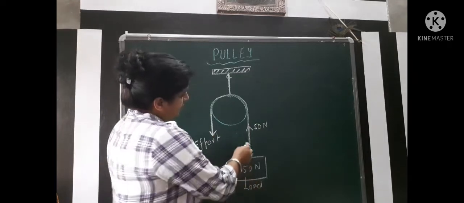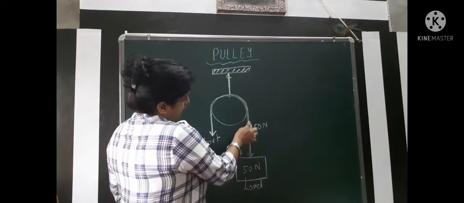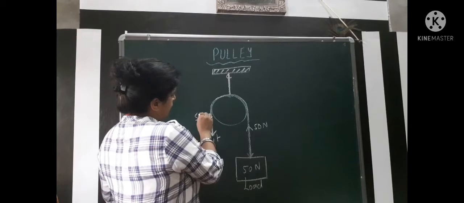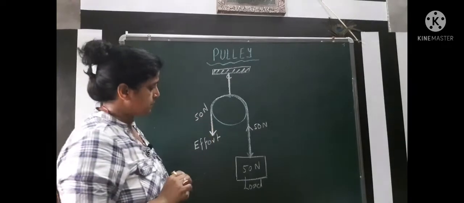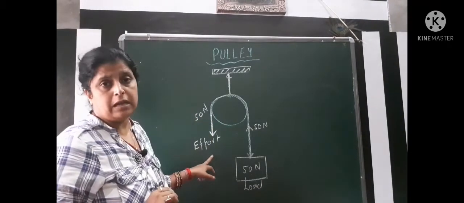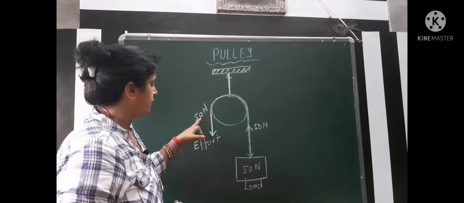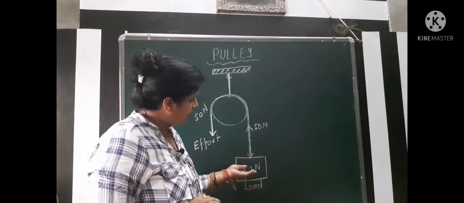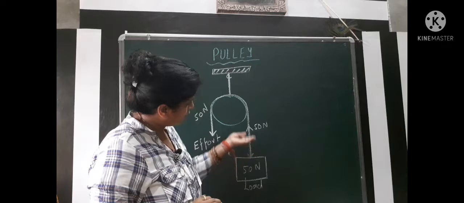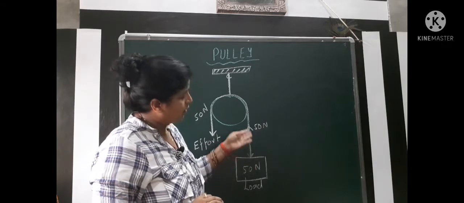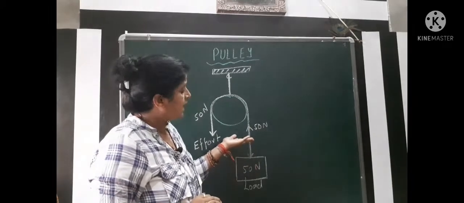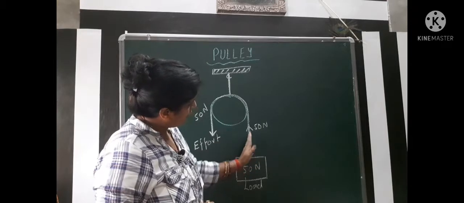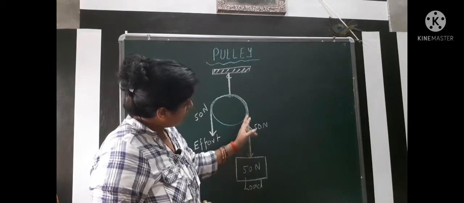Then we know that if this side of the cable has a tension force of 50 Newton, this side also has 50 Newton. It means this person will apply an effort equal to 50 Newton. Why? Because this is a load of 50 Newton and we are holding it with the help of this rope. So we need at least equal force to hold or lift it. So it means 50 Newton downward and 50 Newton upward, so we are trying to pull it.